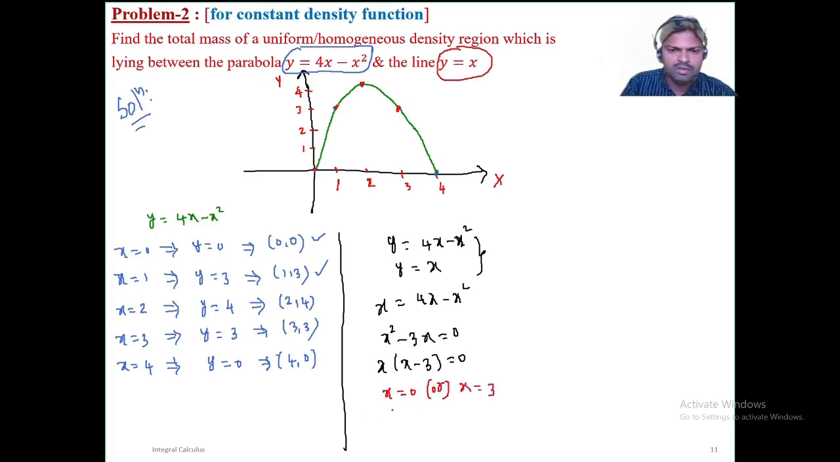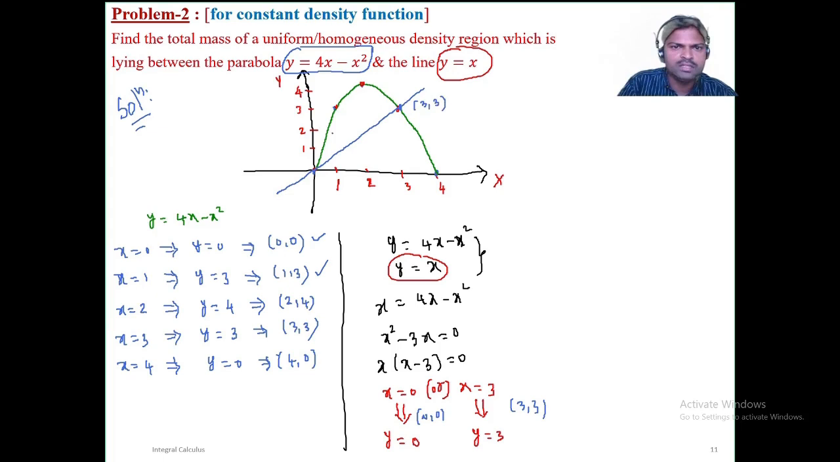If x is 0, then what is the y value? Substitute x is 0 in the line or in the parabola, y value is 0. If x is 3, then y value is 3. So clearly the points of intersection are 0 comma 0 and 3 comma 3. Already 0 comma 0 is this one, and this point is 3 comma 3. Therefore the line passes through these two points.